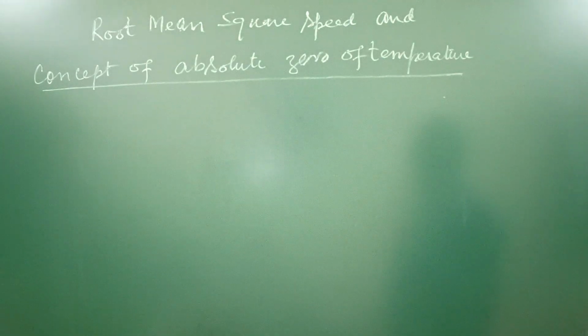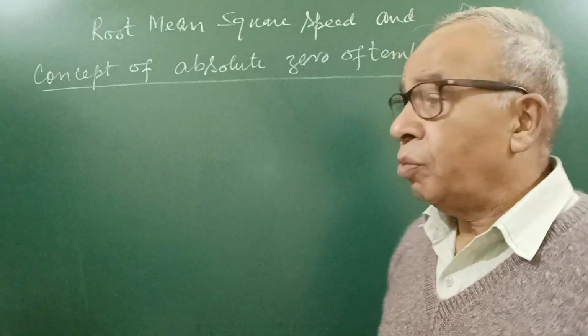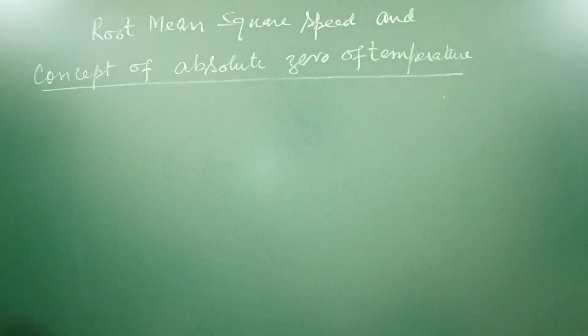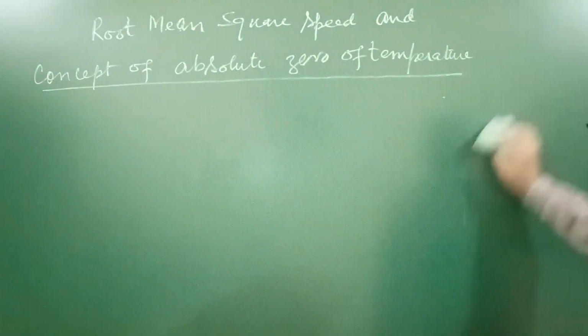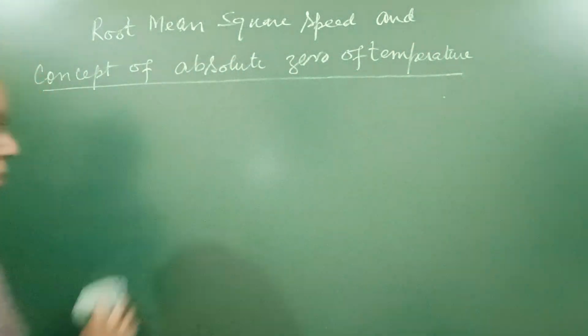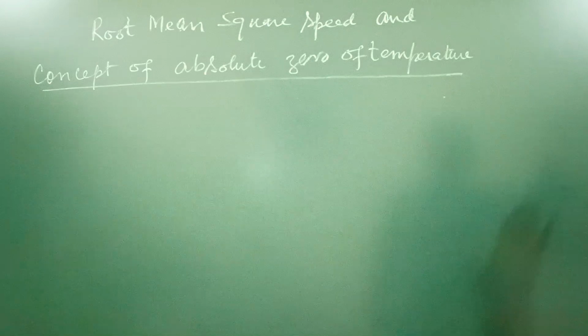I'm here to explain to you the concept of absolute temperature with the help of the root mean square speed of the molecules of gases. In the last video, I derived the expression for the pressure exerted by the gas on the wall of the container. Now, the concept of temperature is also related to root mean square speed.